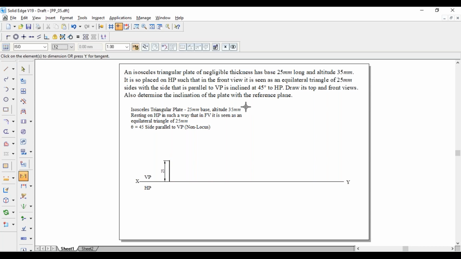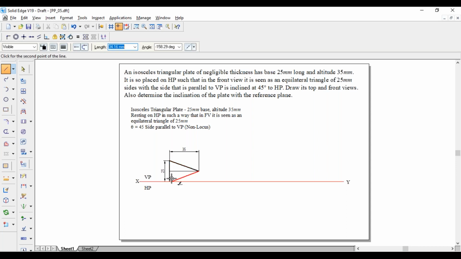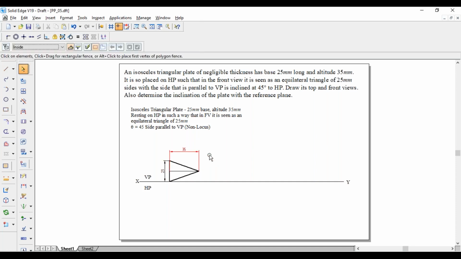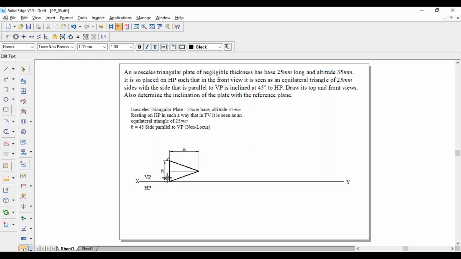Next, he has given the altitude as 35 mm. The altitude is drawn from the midpoint. So take a thin line from the midpoint and draw a line of 35 mm. This length should be 35 mm. Now you have two ends for the base and this is the other end. Join these ends. From this endpoint draw a line to this endpoint, and similarly to this endpoint. So this is the isosceles triangle of base 25 mm and altitude 35 mm. Naming: this is a dash, this is b dash, whereas this one is c dash.